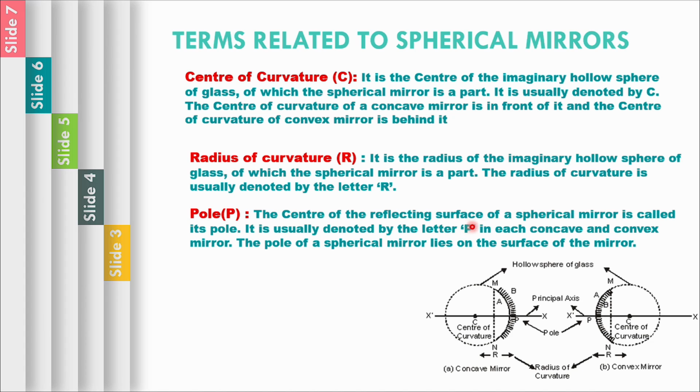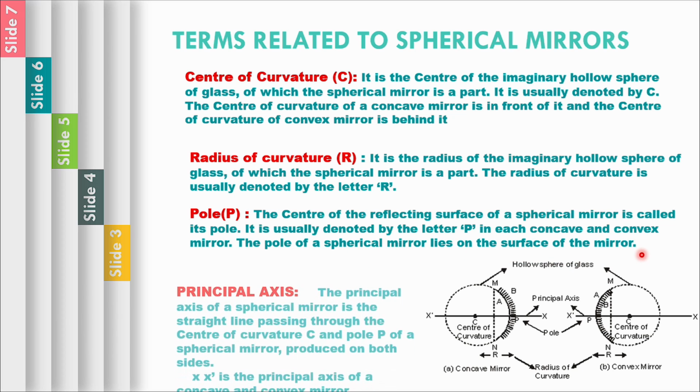The pole is the center of the reflecting surface of a spherical mirror. This one, MN, you can see here. This P lies on the reflecting surface of the mirror. In other words, it is the center of the reflecting surface of the spherical mirror. It is usually denoted by the letter P in both cases. The pole of a spherical mirror lies on the surface of the mirror.